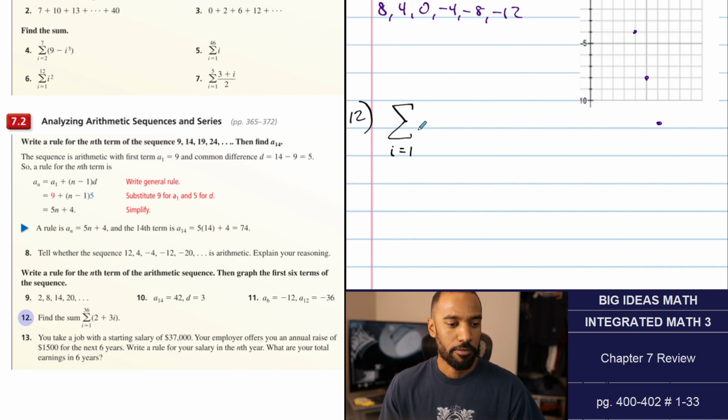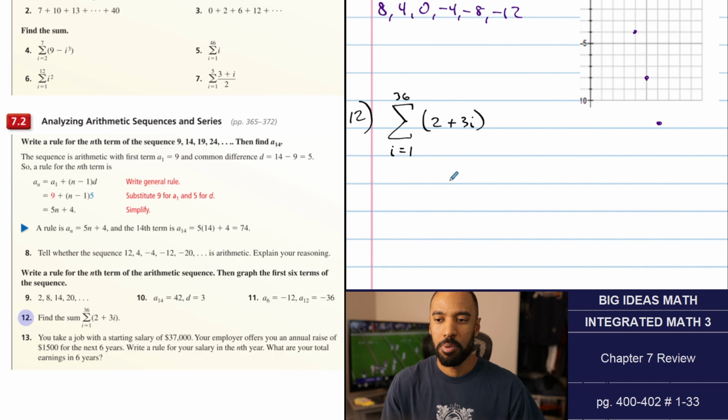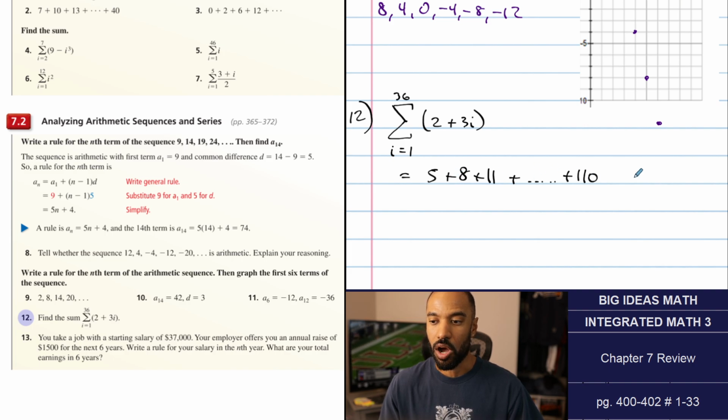Anyway. Find the sum from 1 to 36, terms 1 to 36, of 2 plus 3i. Now, keep in mind what this would mean is you'd be substituting 1 into here. 1 is 2 plus 3, which is 5. When you plug 2 into there, it's 2 plus 6, which is 8. It looks like it has a common difference of 3. You'd be adding 11. Whoops, I need not commas, but pluses. You'd be adding 11, etc. And you'd be doing this all the way until the last term, which is 2 plus 108, 110, right? You're doing it all the way till then.